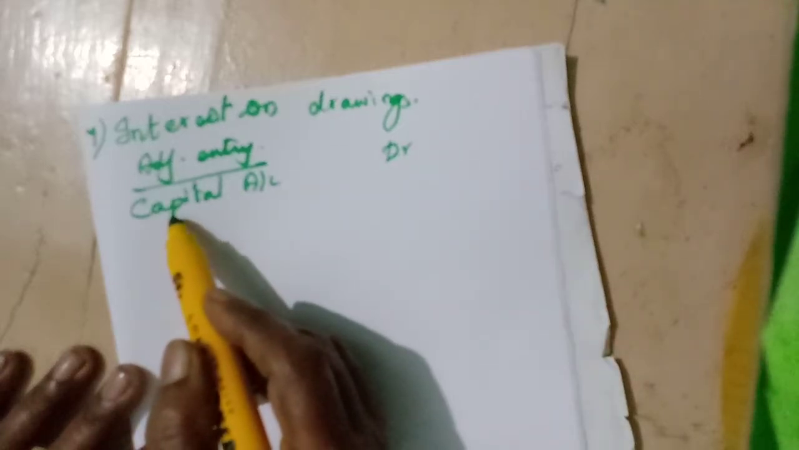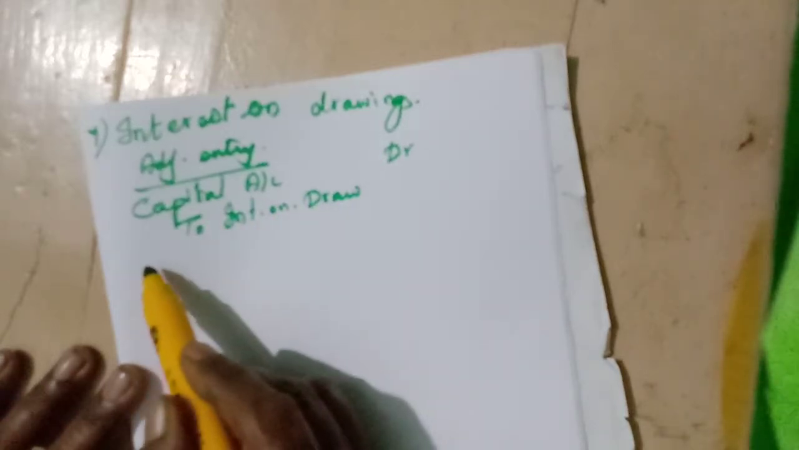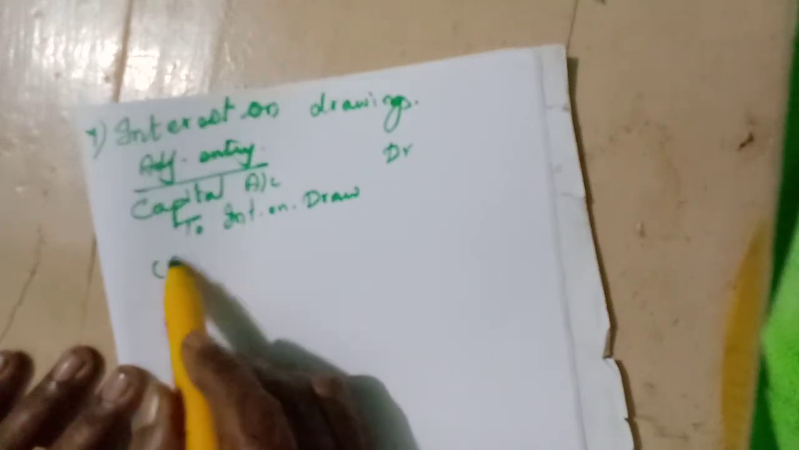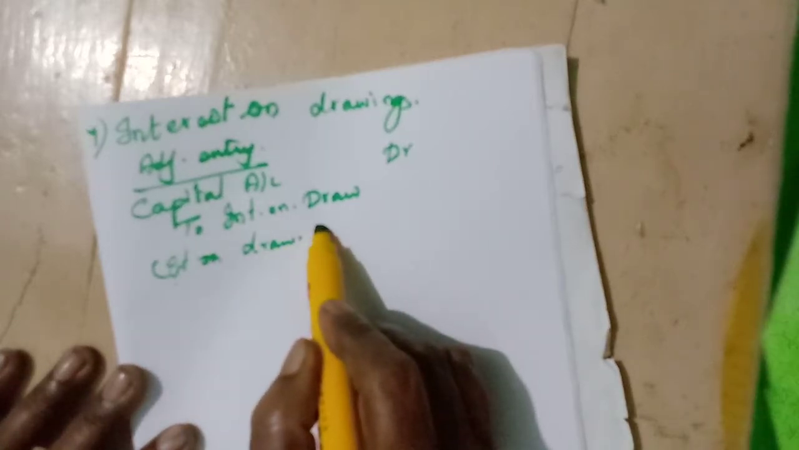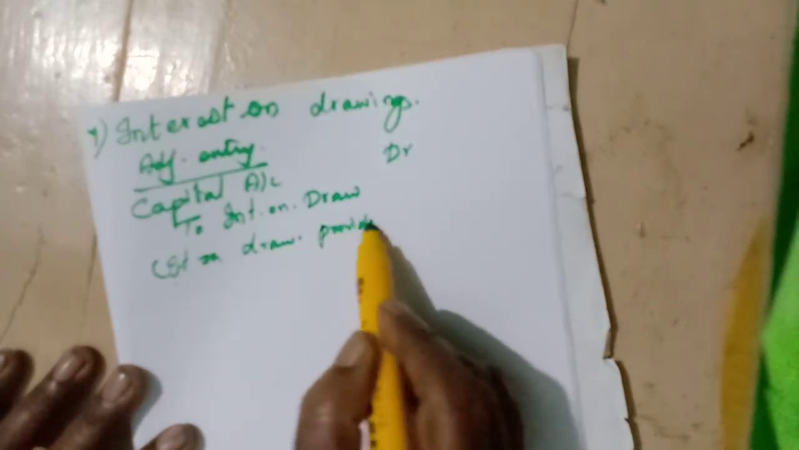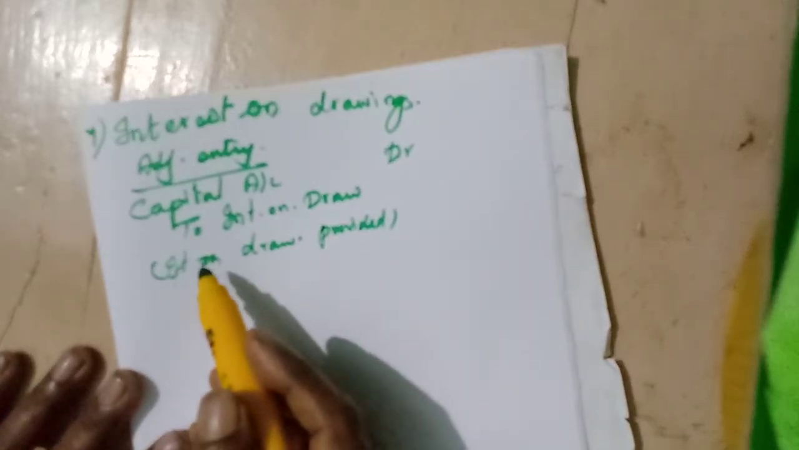Interest on drawings is an income, so we need to credit it, and what will get reduced? Capital. So the reverse entry: there we have credited capital, here we are debiting capital. Capital account debtor to interest on drawings account. Then interest on drawings charged. Okay. First entry, adjusting entry.